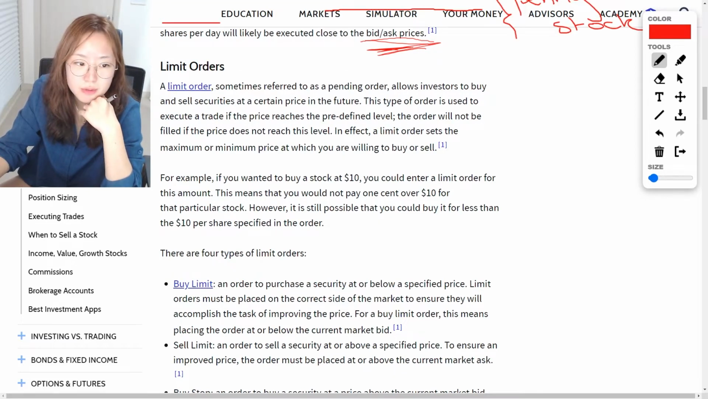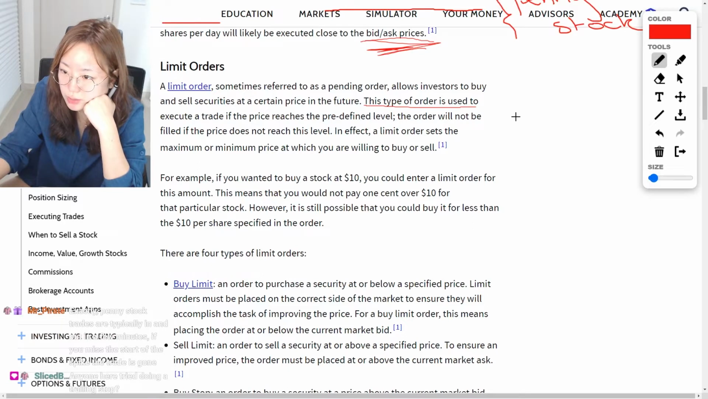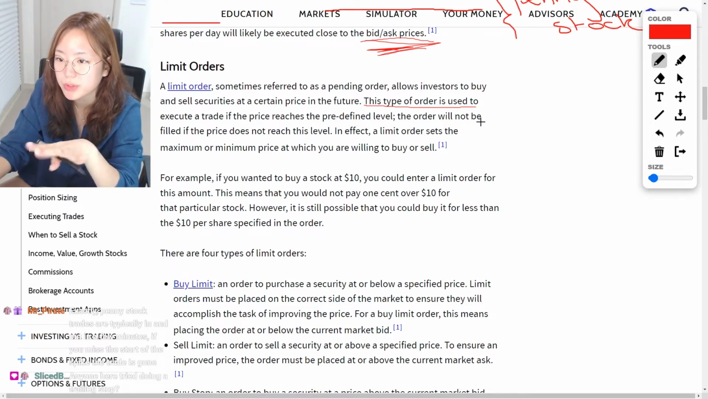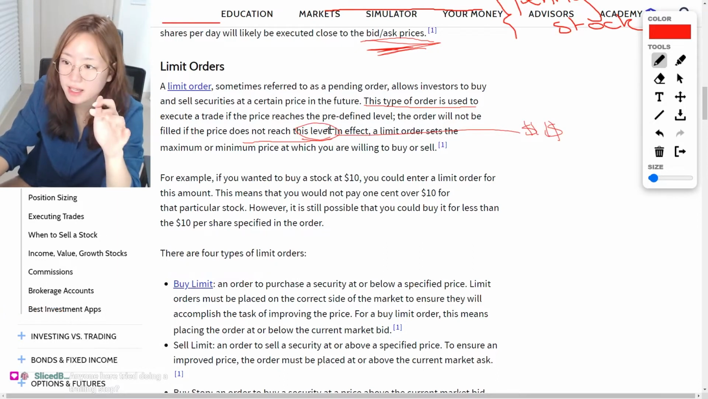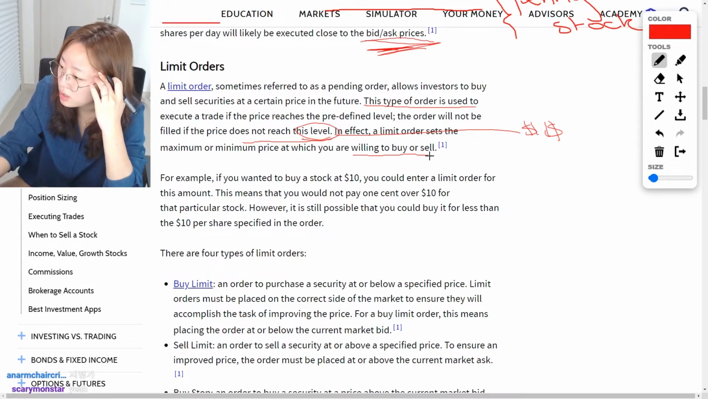So this type of order is used to execute a trade if the price reaches a predefined level. The order will not be filled if the price does not reach this level. So in this context, the level means money, the price that I'm bidding at. In effect, a limit order sets the maximum or minimum price at which you are willing to buy or sell. 지정가.